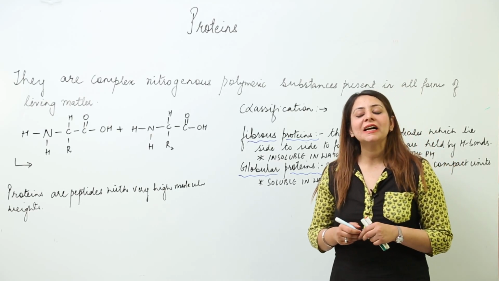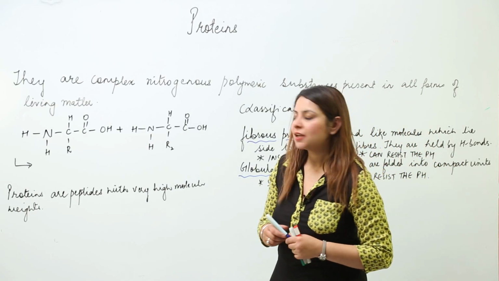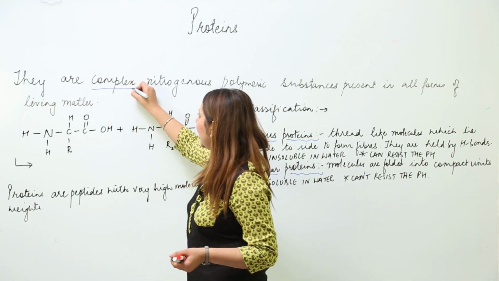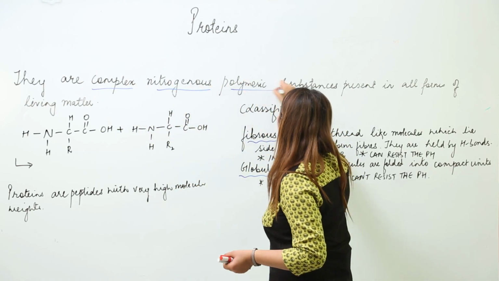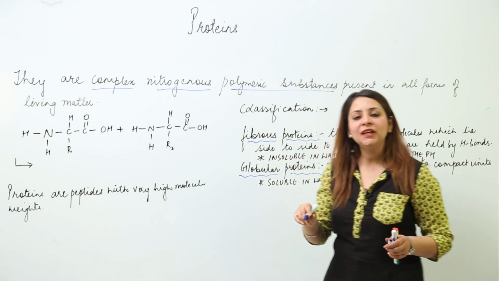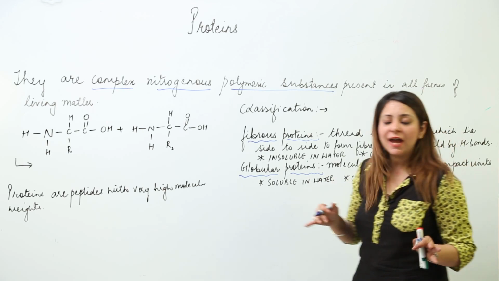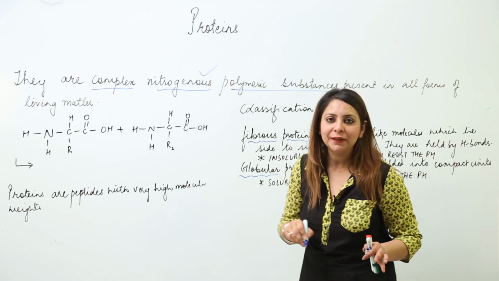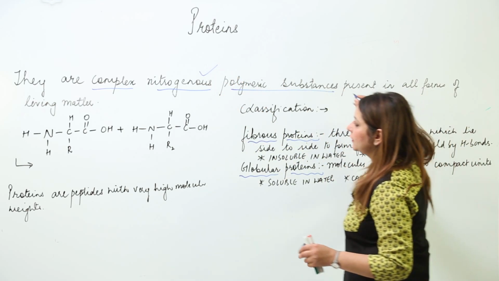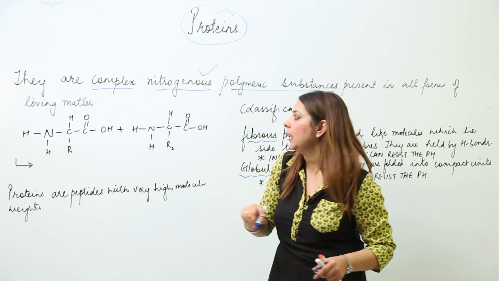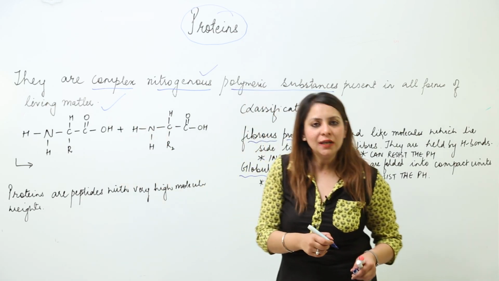Now we are going to discuss proteins. So what are proteins actually? They are complex nitrogenous polymeric substances. That means they are a polymer, a huge molecule, and they have a nitrogenous group in them. And these proteins which we are discussing now are present in almost all living matter.